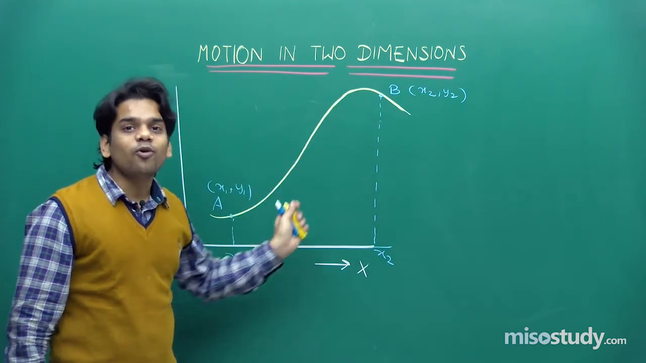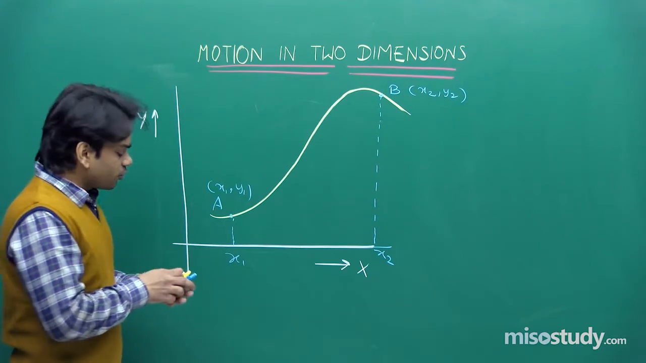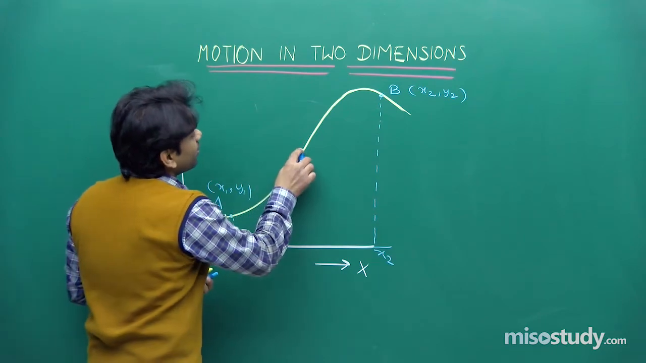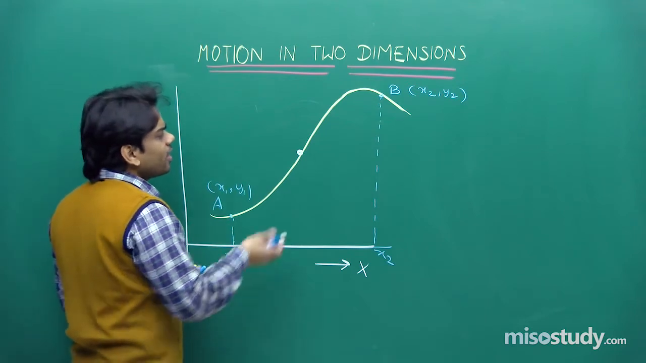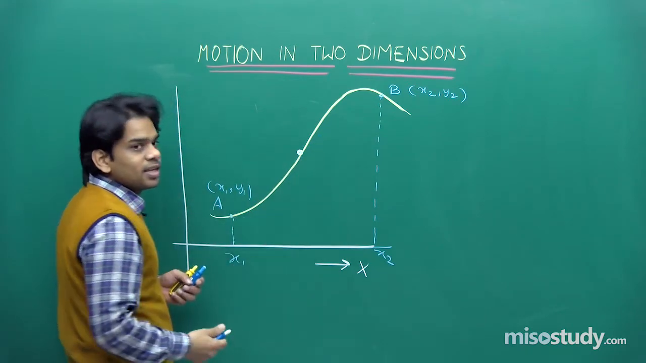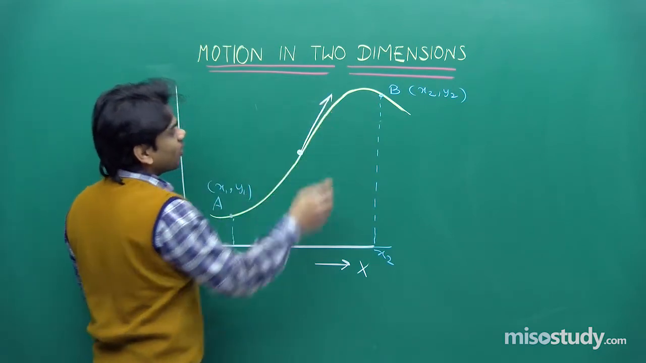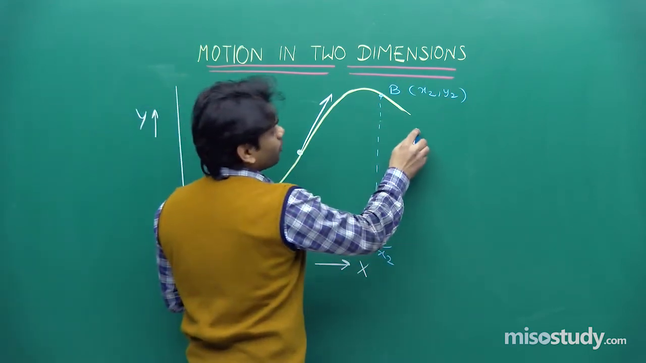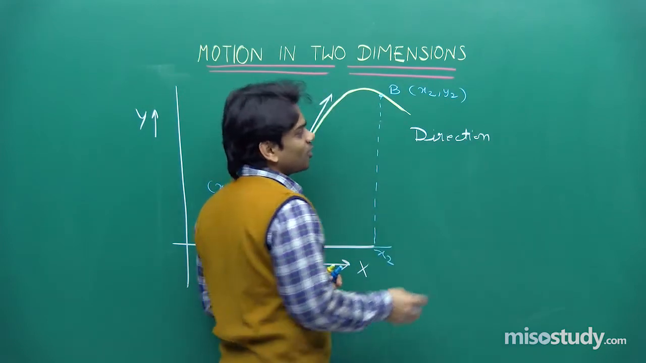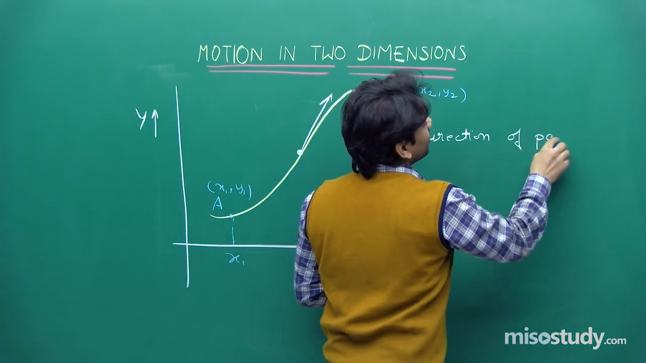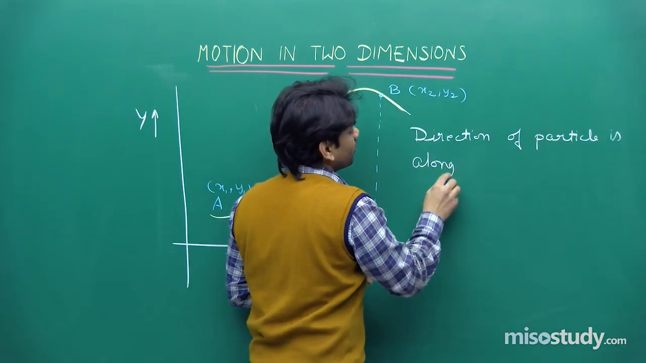By trajectory we mean the path followed by the particle. Now let's say at some instant of time, the particle is somewhere here, and its coordinate is given as x, y, the general coordinate. Now the particle is trying to move along this path. That is, its net velocity will be directed along this path, along the tangent of the curve. So we may write one more point: direction of the particle is along the tangent of the curve.